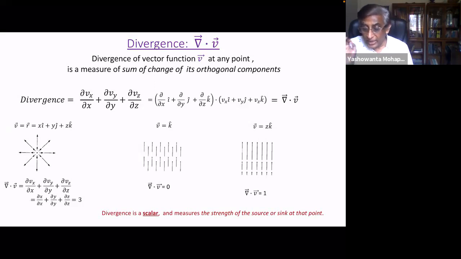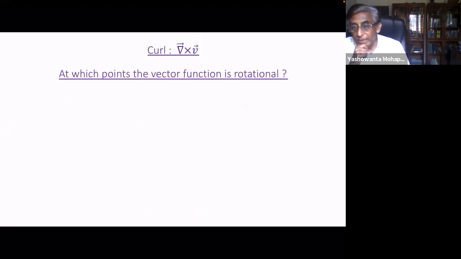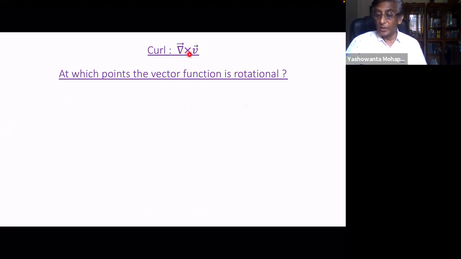So divergence is a scalar and measures the strength of the source or sink at that point. Okay, so now let's look at the third differential that we need. There's the curve, and that, as you can already see, is the integral. Is there now a cross? Okay, del cross v. This is a vector function. So now what does it measure? We ask the question at which points the vector function is rotational.